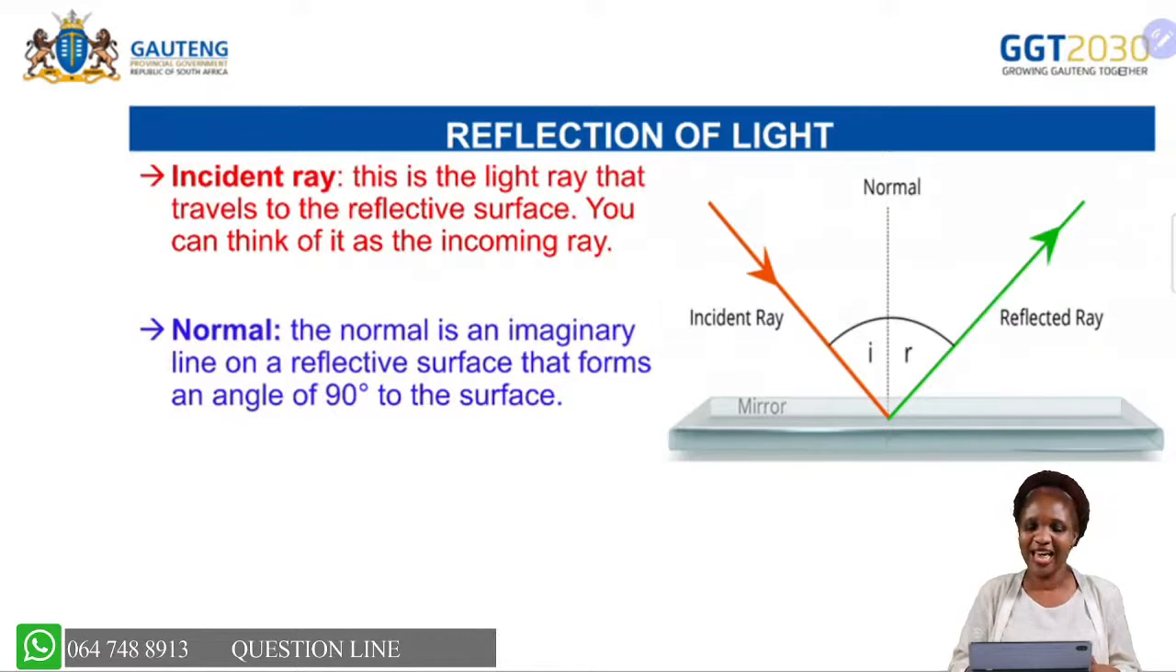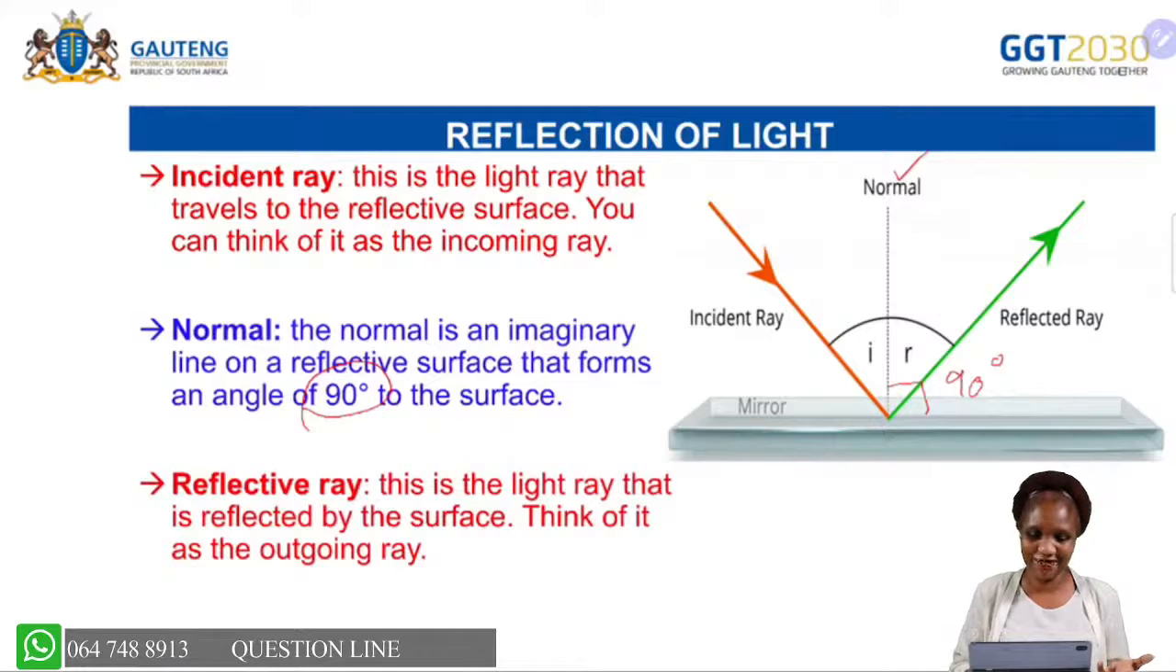Okay, and then the normal. What do you think the normal is, grade 8? If we're talking about the normal, we're talking about this line. It is an imaginary line. Okay, and then it forms how many degrees? 90 degrees to the surface. It's like this. It is 90 degrees. Okay. Normal, this is the line. It's an imaginary line on a reflective surface that forms at an angle of 90 degrees to the surface.